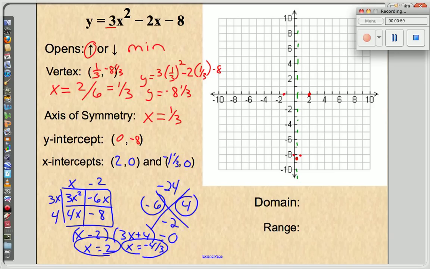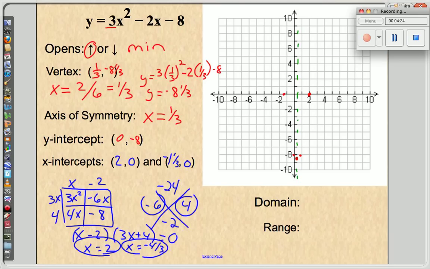And you can see my parabola this time is going to be pretty skinny. If I wanted to find another point to help me out, maybe I will plug in 3. So I'm going to do 3 times 9, since 3 squared is 9, minus 6, since 2 times 3 is 6, minus 8, and I get 13.